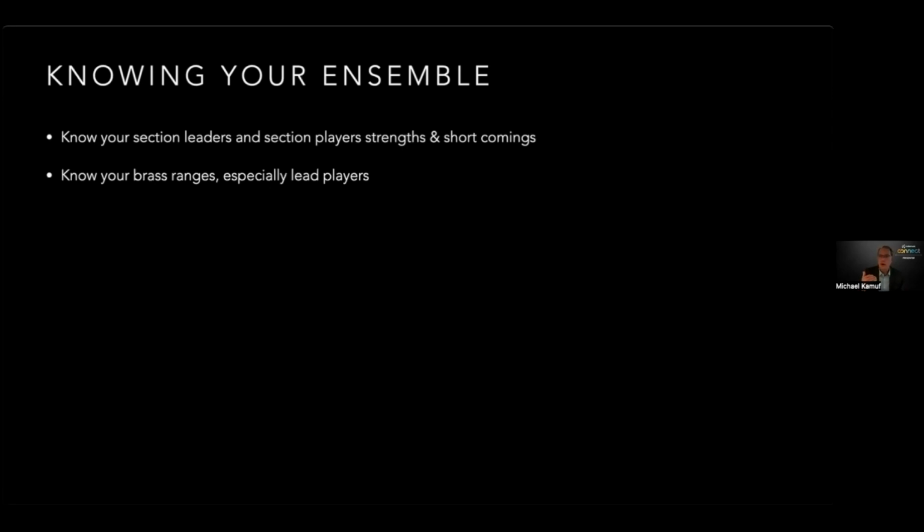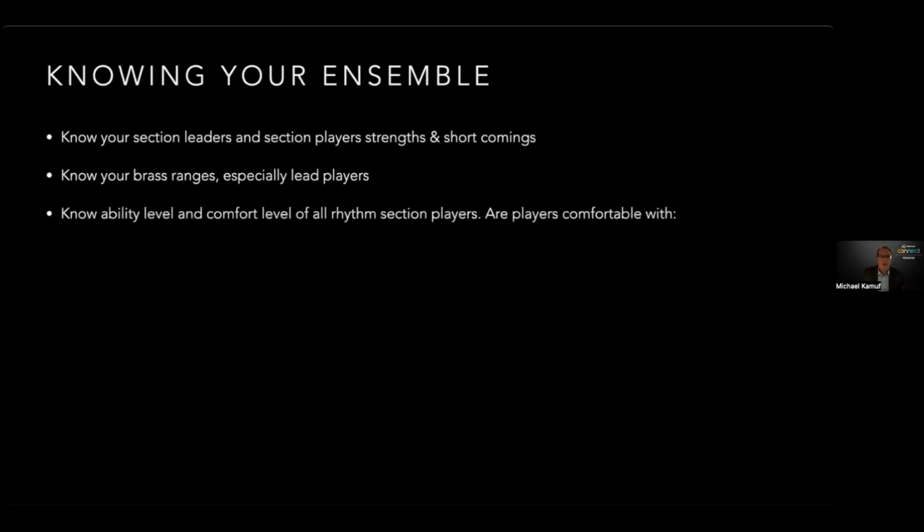You shouldn't be programming things with G's and A's if you don't have that for your lead trumpet player, or the same thing with trombones if the notes are going up to F and G, and they can only hit a D or whatever the top note of their range is. We don't want to be overtaxing them, and then there's times we're going to want to push them. But to be successful with the literature selection, we really want to make sure that we're cognizant of those brass ranges. Know the ability and comfort level of all rhythm section players.